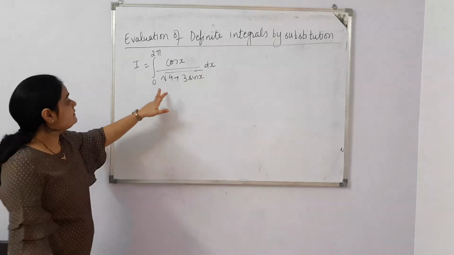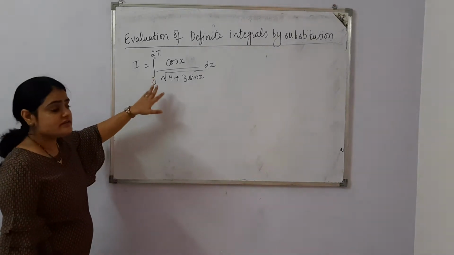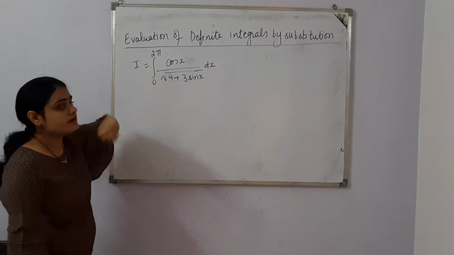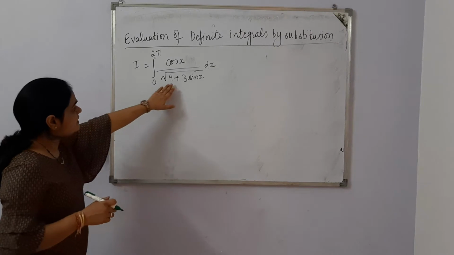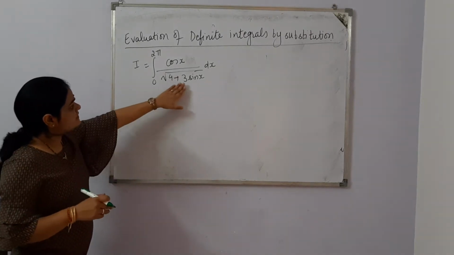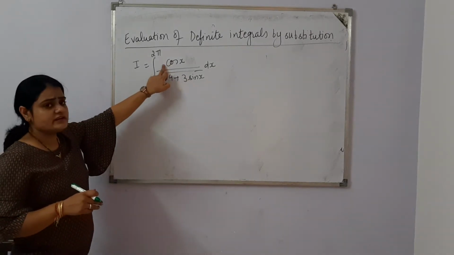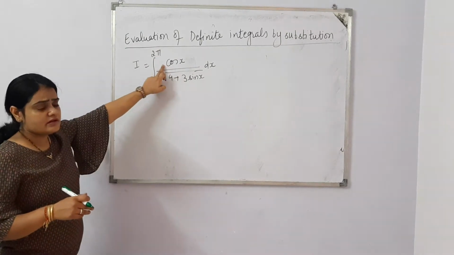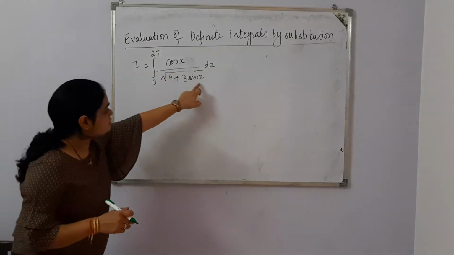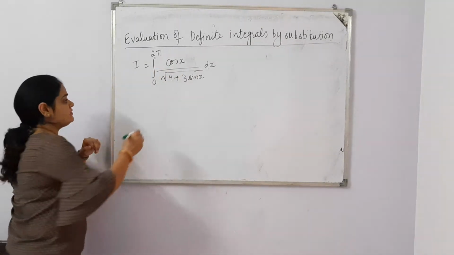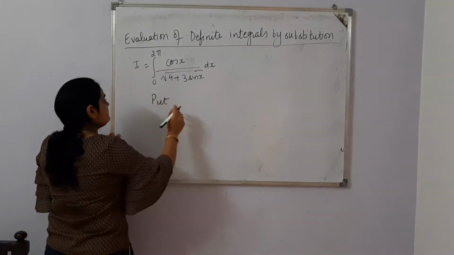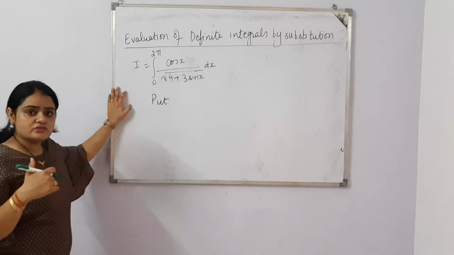Upper limit is here. Now I'm taking this function, where the lower limit is 0 and the upper limit is 2 pi. So what you're watching, 4 plus 3 sin x. Of course its derivative, cos x, is available, but 4's derivative is 0 and 3 sin x's derivative is 3 cos x. We need 3 here. So we'll substitute. We can do this question without substitution as well.